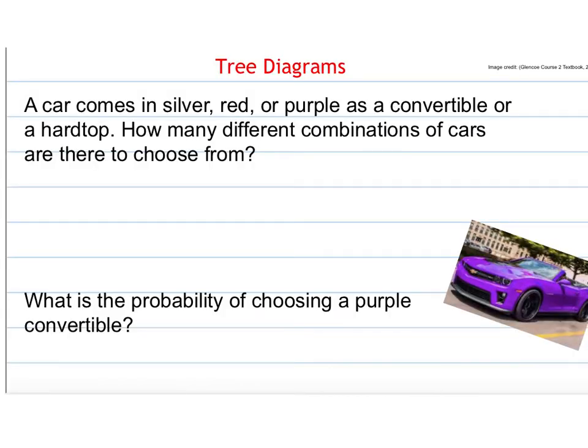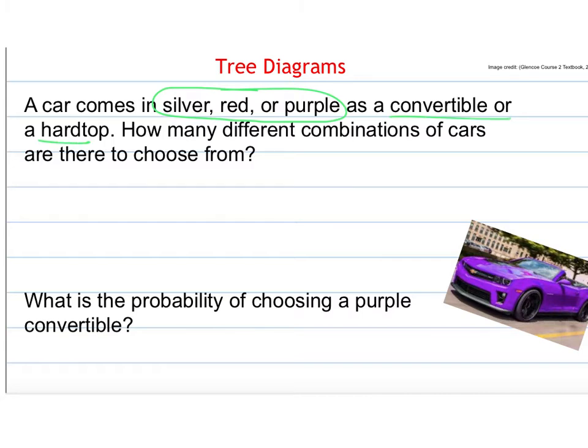Now we're making a tree diagram for this car situation. A car comes in silver, red, or purple, and it either comes as a convertible or a hardtop. How many different combinations of cars are there to choose from? So if I'm thinking about this, there's two events happening. I'm picking a color between silver, red, and purple, and then I'm picking either convertible or hardtop.